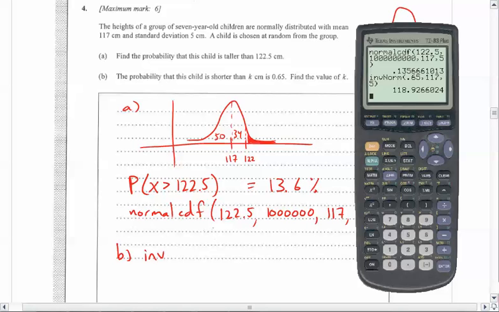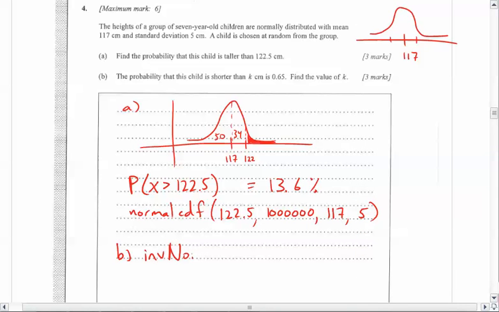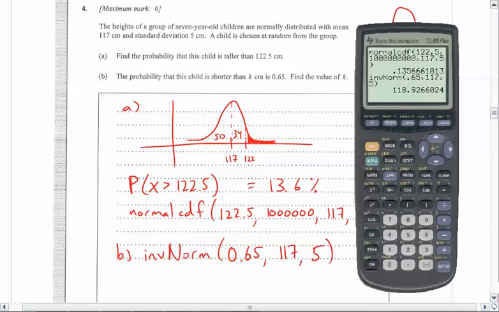So it's 118.9, or 3 sig figs would be 119. Inverse normal of 0.65 with a mean of 117 and a standard deviation of 5 gives an answer of 119.